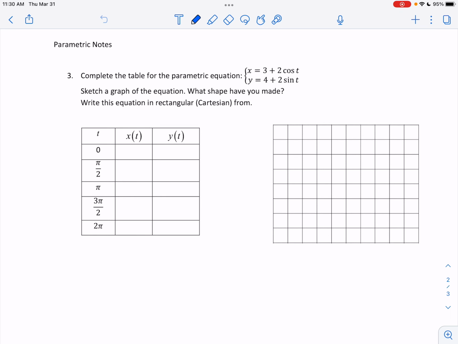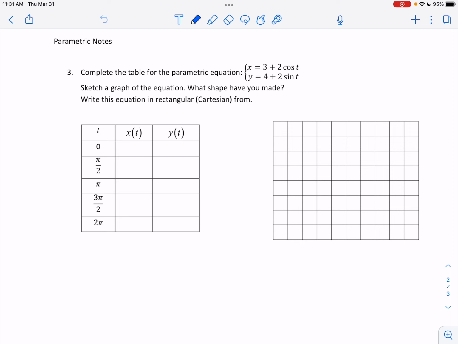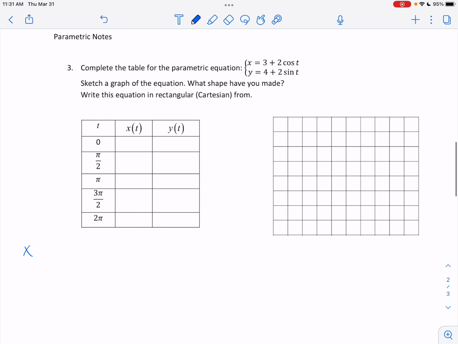So hopefully you've watched the foundational videos on parametrics and you know what you're doing. So we'll begin by making this table. I'm going to plug in the different values: 0, pi over 2, pi, 3 pi over 2, and 2 pi. And we're going to begin by plugging that into the x equation. X of 0 would be equal to 3 plus 2 times cosine of 0.